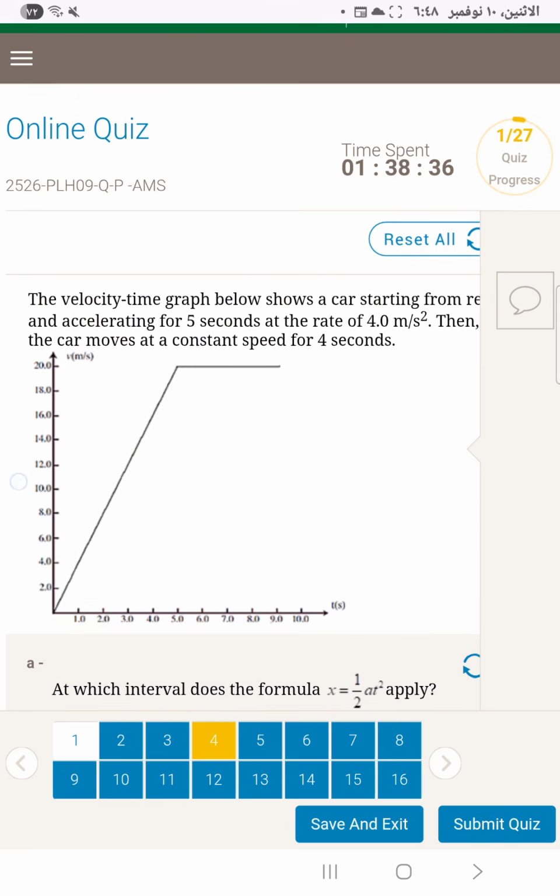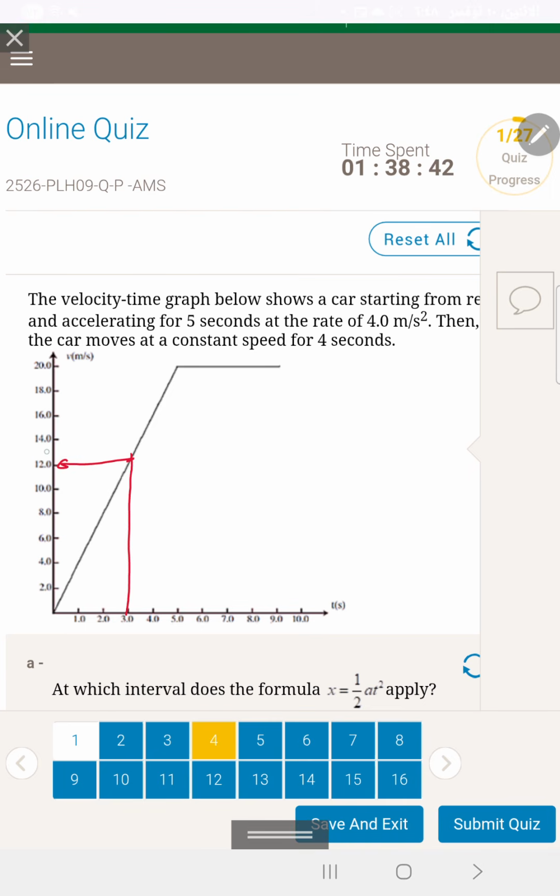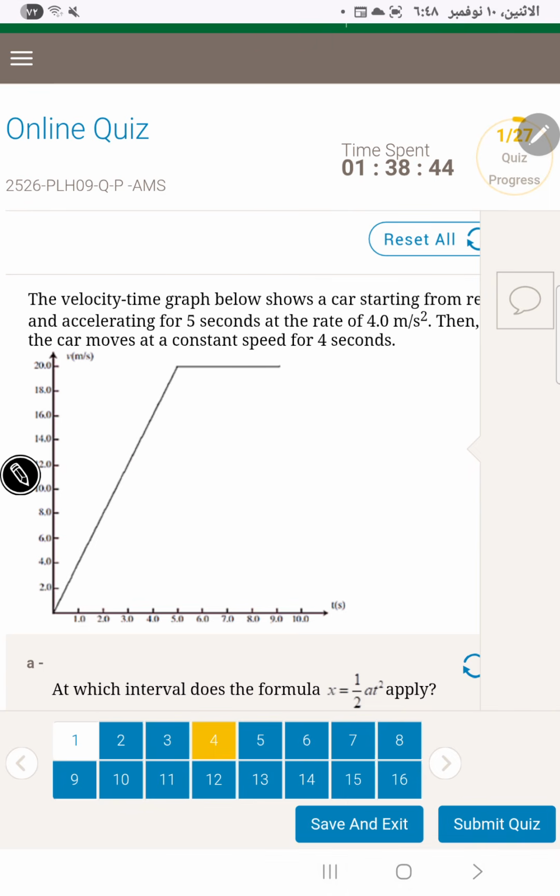Velocity at 3, you can directly read it from the graph. Here you have 3. You go vertically, then you read it from the graph. Very easy. Next question.